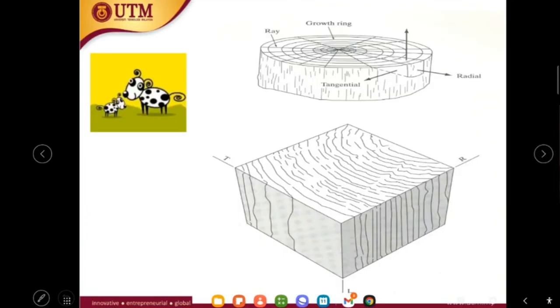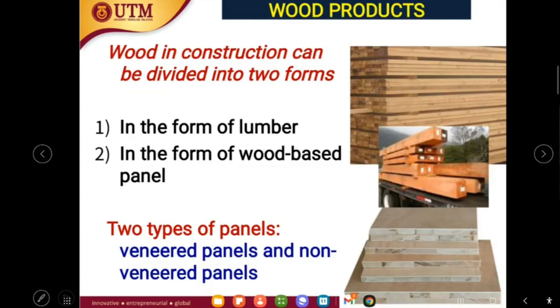Okay, so now we continue to wood products. In construction, using timber as a construction material, it basically can be divided into two forms. One is lumber, which we have already mentioned repeatedly before, and another one is panel.